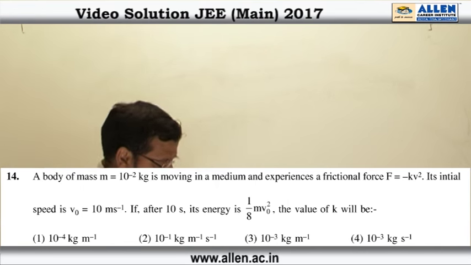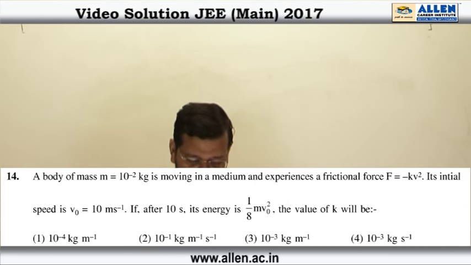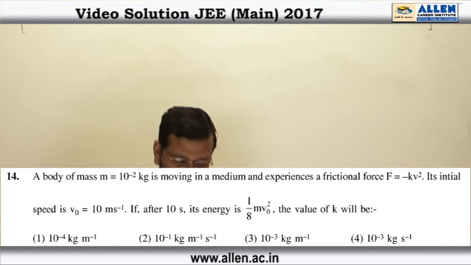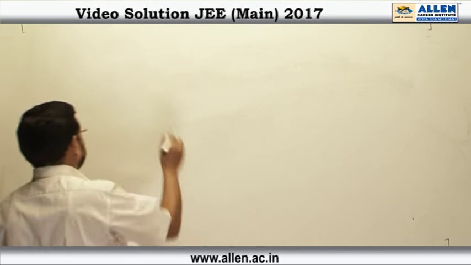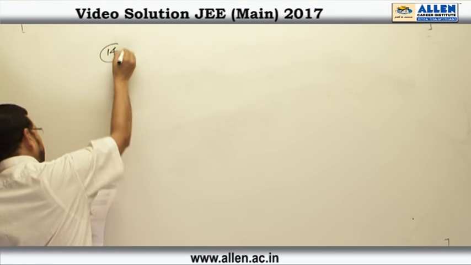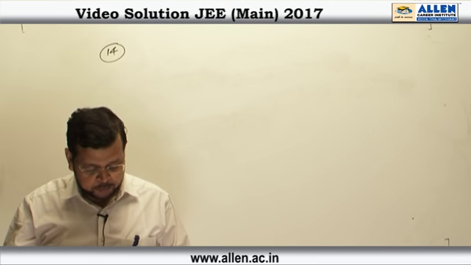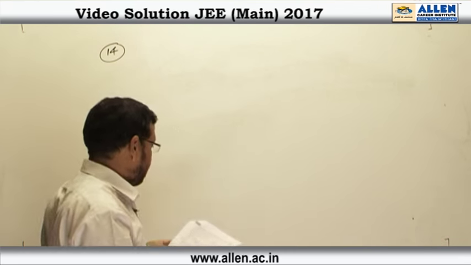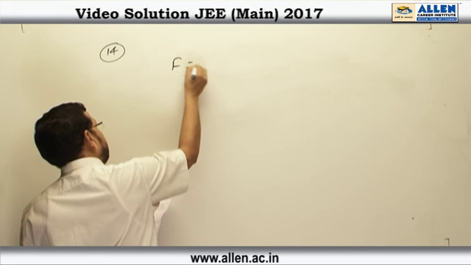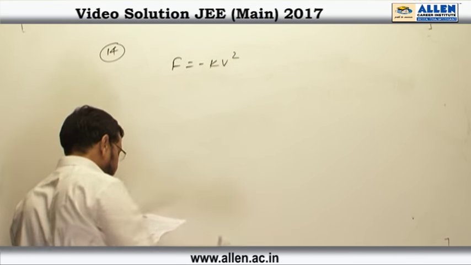Question number 14. This is a very simple question, and it uses the definition of kinetic energy, and other than that you just need to solve a basic equation of motion. The question says that a body of mass 10 raised to power minus 2 kg is moving in a medium and experiences a frictional force F is equal to minus kV square.